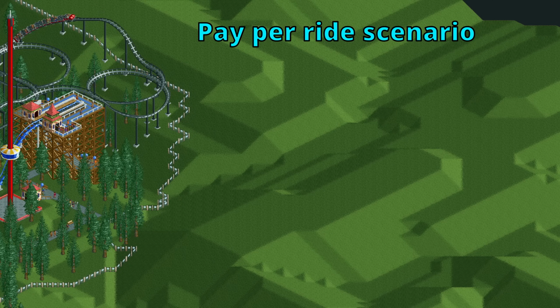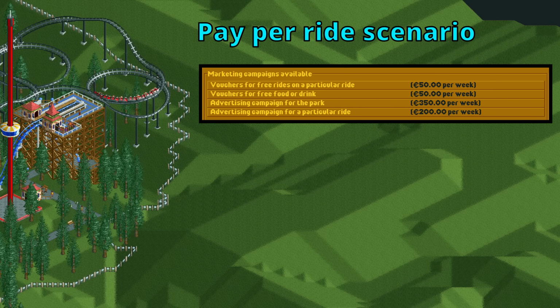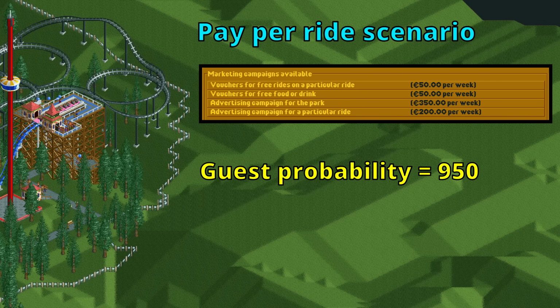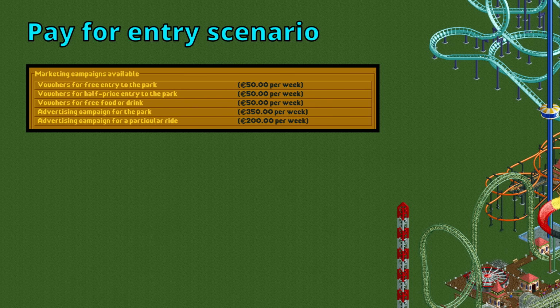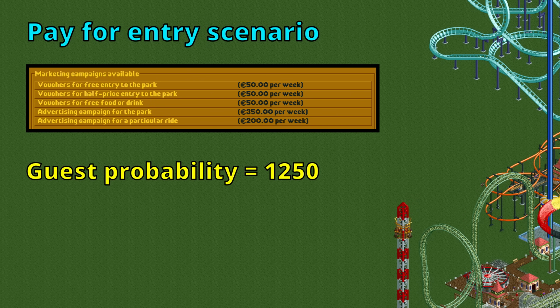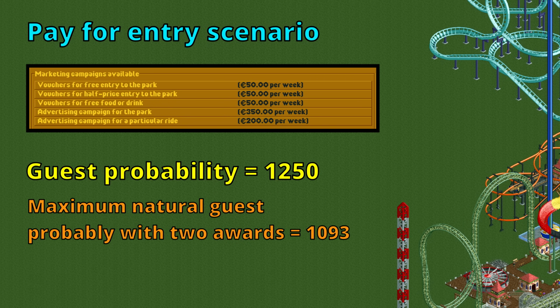In pay-per-ride scenarios, you have access to these 4 ad campaigns, which have a combined guest probability of 950. This is already stronger than the maximum natural probability if you have 1 positive award, which shows how powerful ads are. In pay-for-entry scenarios, the free ride ticket campaign gets replaced by the free and half-price park entry campaigns. This gives a total guest probability of 1250, which is stronger than the maximum natural generation with 2 positive awards.